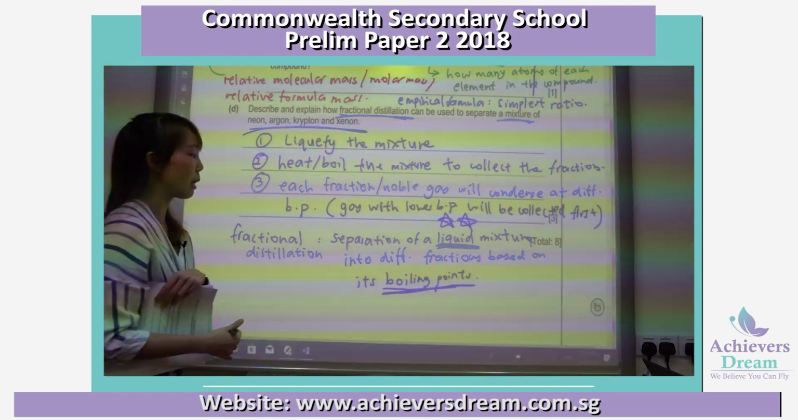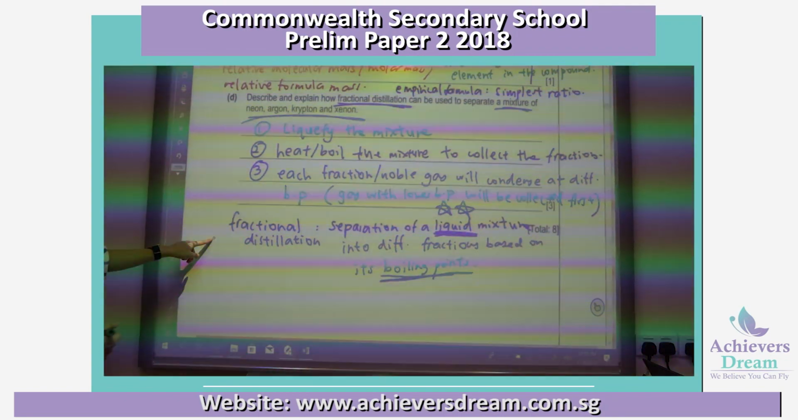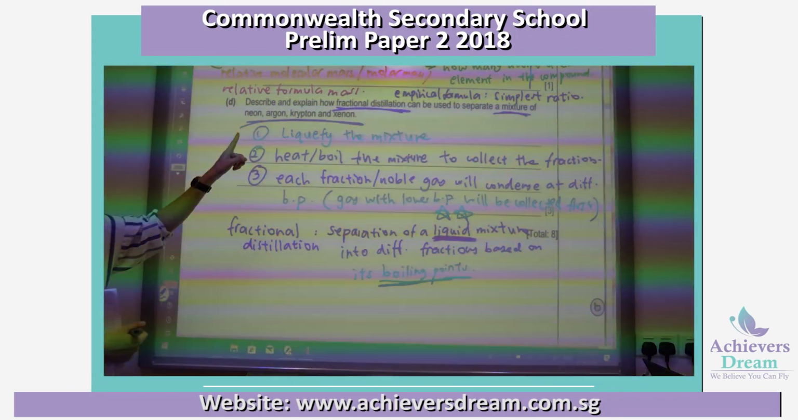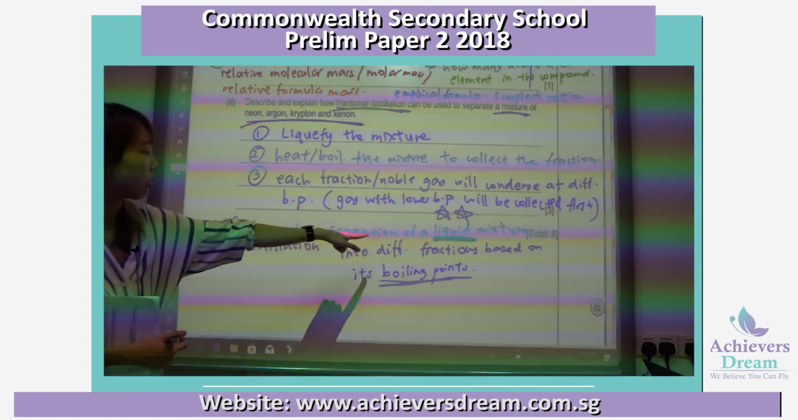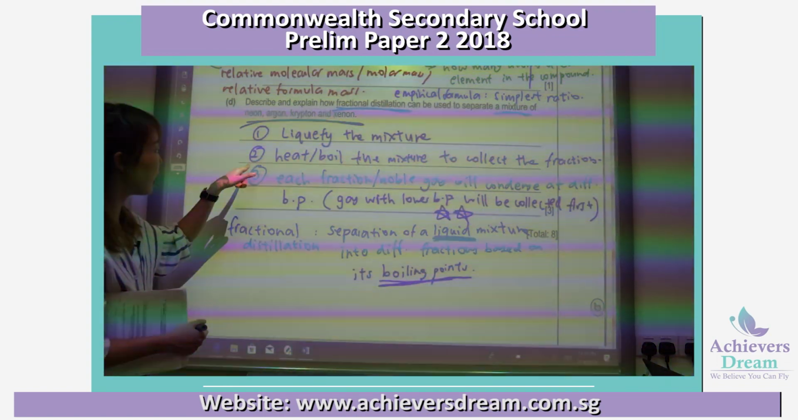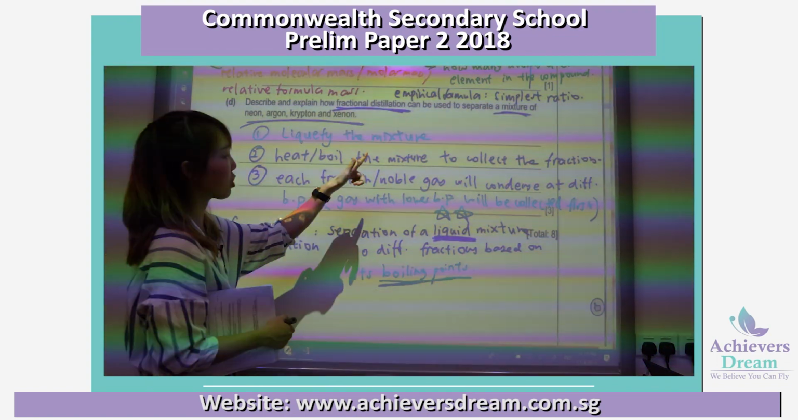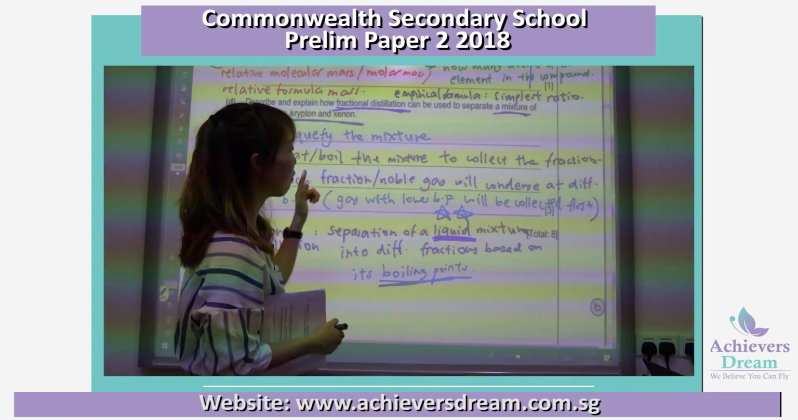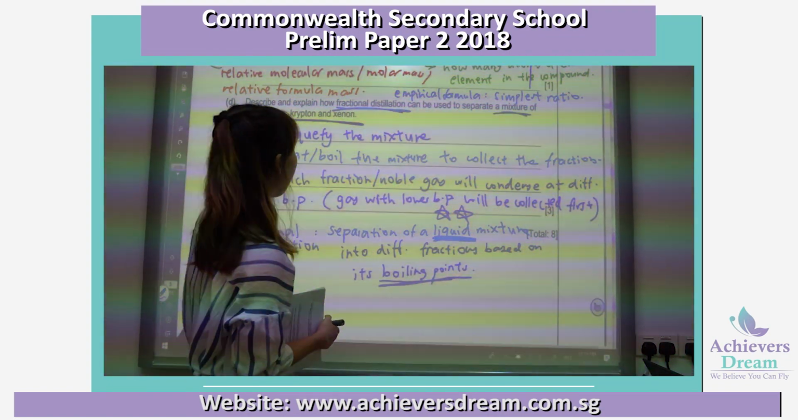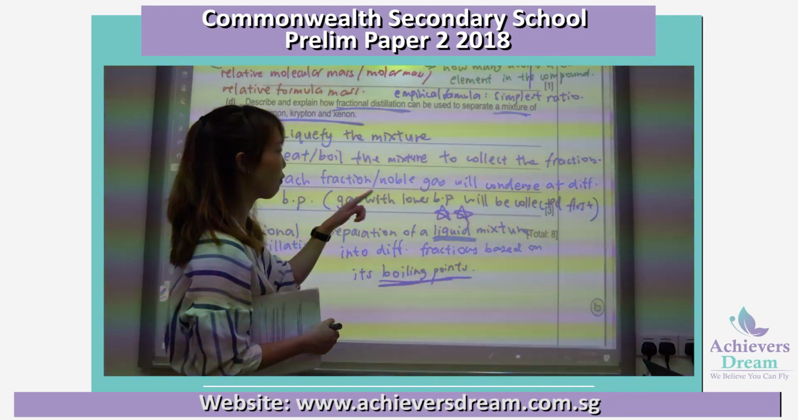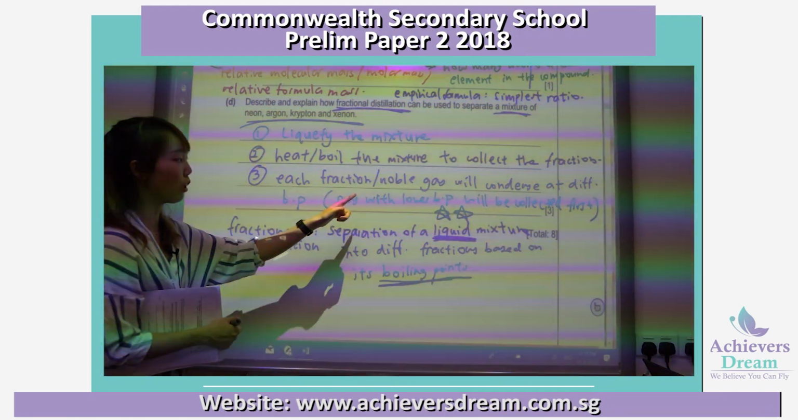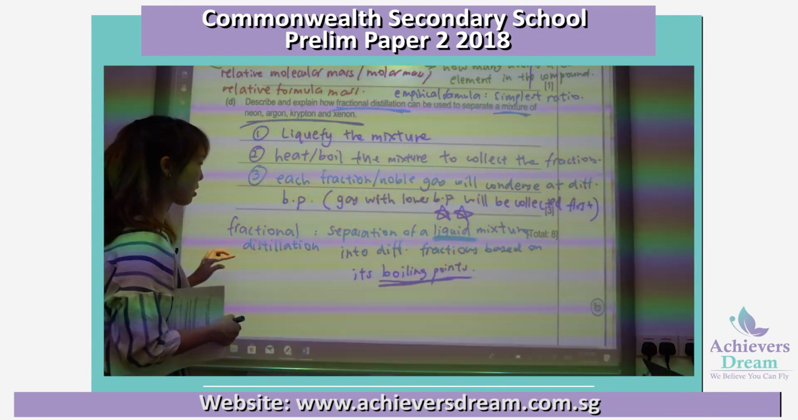So these are the steps for fractional distillation. First, I must make sure that the mixture is in the liquid state, because it is separation of a liquid mixture. Then next, I boil the mixture to collect the different fractions or your different noble gases based on their different boiling points. And the gas with the lowest boiling point will be collected first.